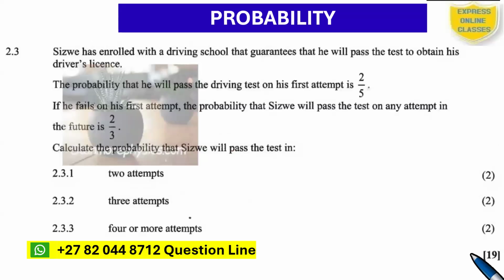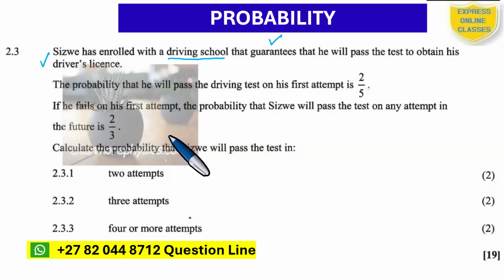Let us look at this one now about Sizwe. Let's answer the questions about Sizwe. Sizwe is enrolled with a driving school that guarantees that he will pass the test. So Sizwe wants to know how to drive cars. He goes to a driving school, and the driving school is guaranteeing that he will pass the test to obtain his driver's license.